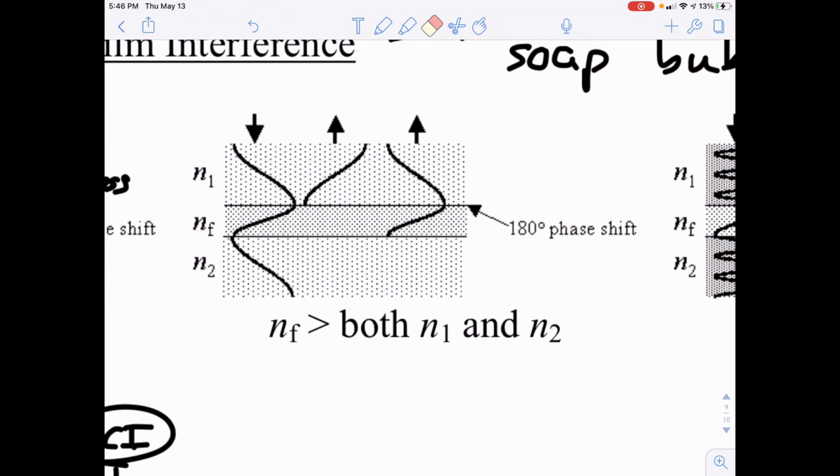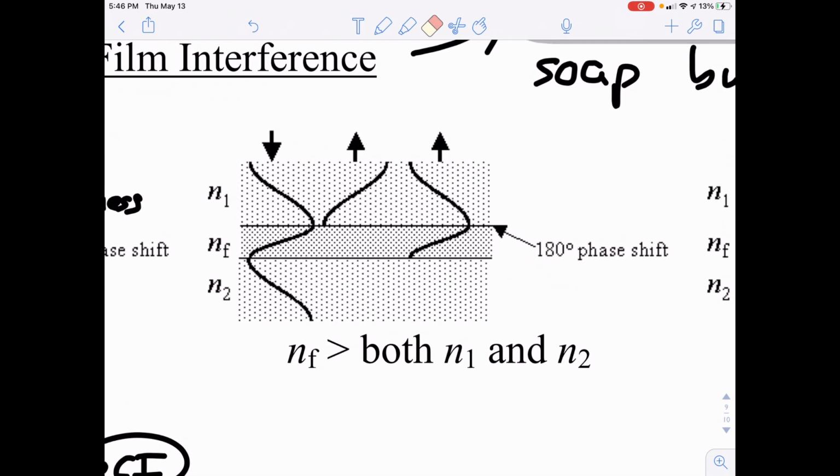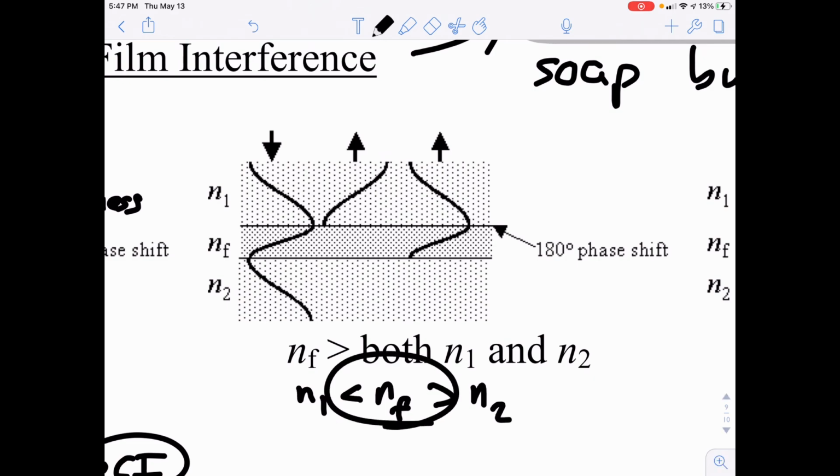In the second example, the incident wave comes in, and if you look, it says n of the film is greater than both n1 and n2. So I would actually write it like this. n1 is less than n of the film, which is greater than n2. So this is going to be the greatest one.